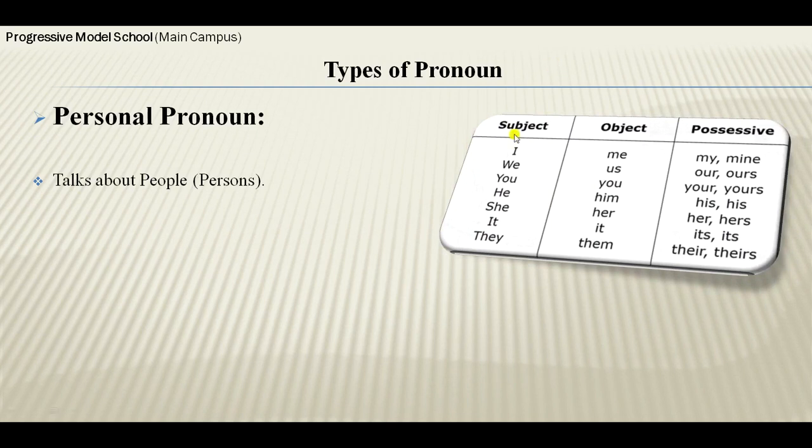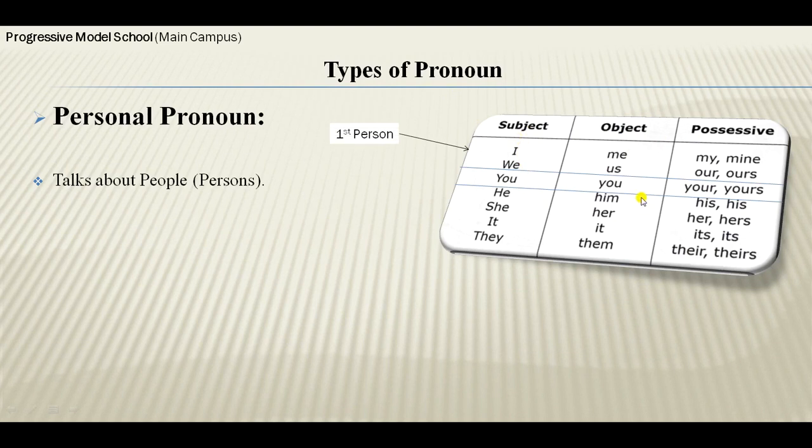If pronoun works as a subject in a sentence, then we'll call it subjective case. If pronoun works as an object, then we call it objective case, and similarly for the possessiveness. And these all are categorized in three types. Person who talks about himself is known as first person. And in first person subjective case, I and we. For singular, we use I. For plural, we use we.